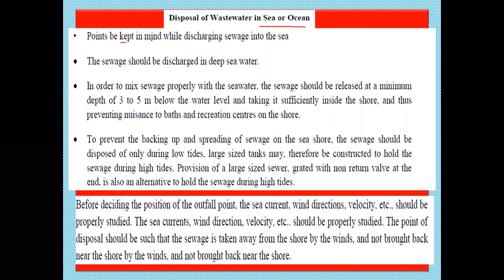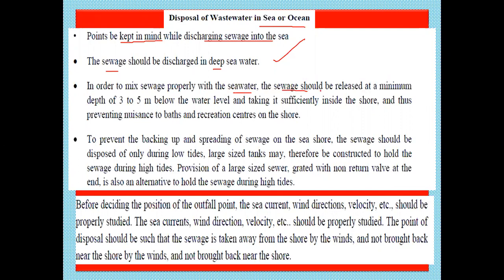Next, the points to be kept in mind while discharging the sewage into the sea are: the sewage should be discharged in deep sea water, not only in the surface layers of the sea water. Next, in order to mix the sewage properly with the sea water, the sewage should be released at a minimum depth of 3 to 5 meters below the water level.